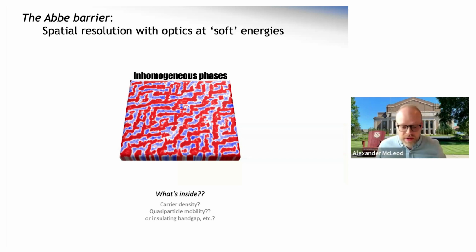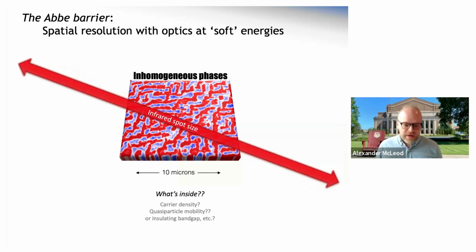What are the properties of these phases? What's the band gap in the insulating phase? What's controlling the phase transition, and so on? Well, if we want to use light to answer these questions, we want to probe the material with light, especially infrared light, which is the energy at which we're probing the conductivity in those images.